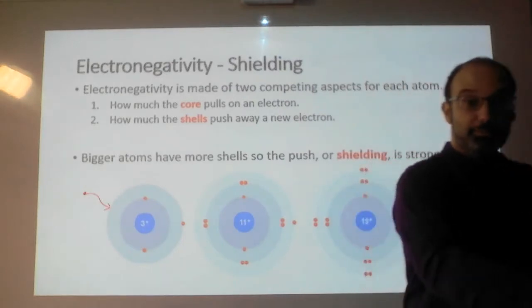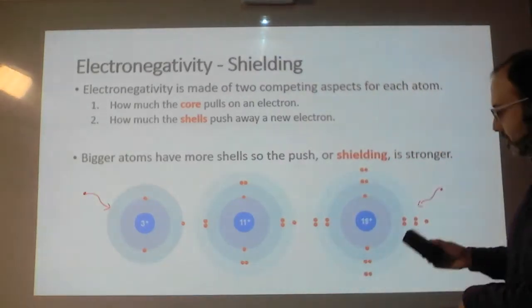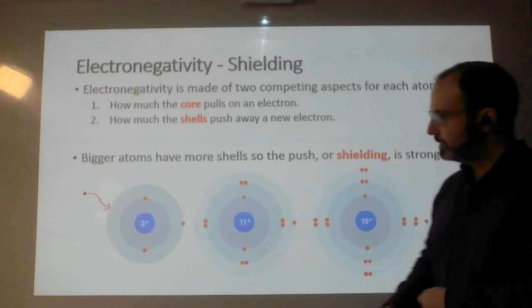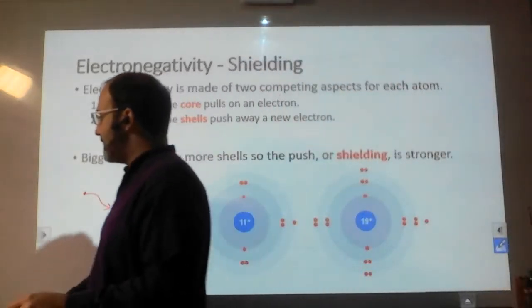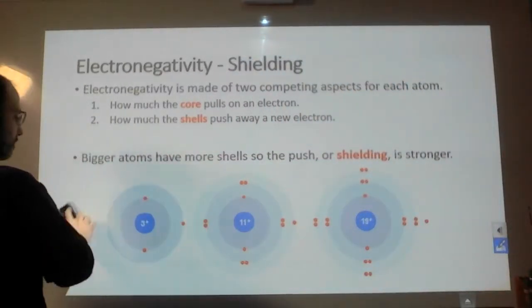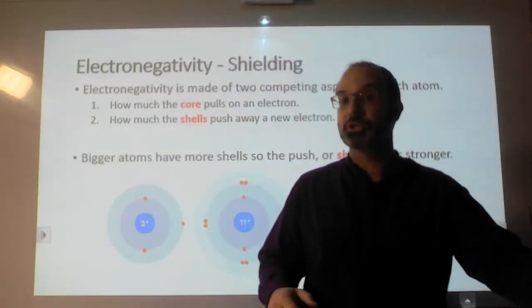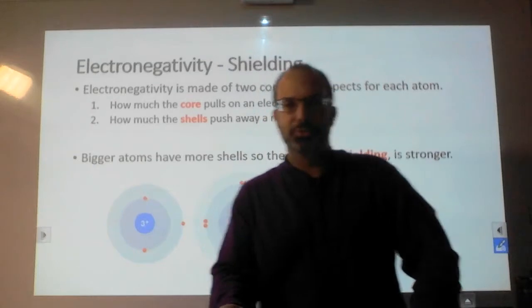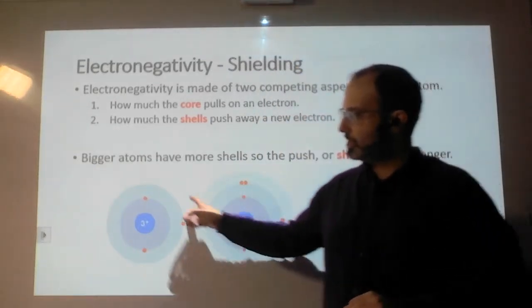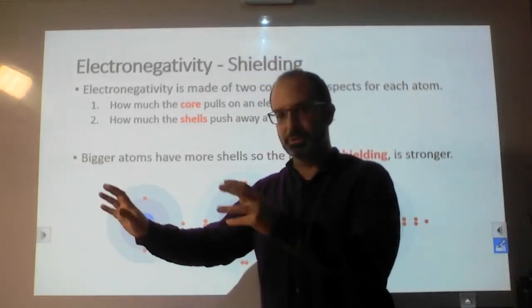The less of them, the harder it is for those electrons to gang up on the new guy. The core is going to pull either way, but the question is this tug of war. Who's winning? The core's pull or the shell's push? And of course, the further away the outside shell is from the core, the weaker the core is.